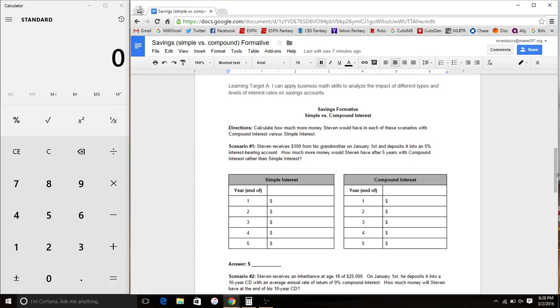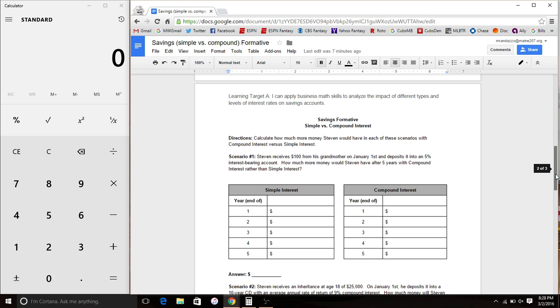Okay, so the formative assessment that you guys did this morning or yesterday, once again, you have to calculate simple and compound interest. The first one was simple interest. It says, Stephen receives $100 from his grandmother on January 1st and deposits it into a 5% interest-bearing account. How much more money would Stephen have after 5 years with compound interest rather than simple? So we got to do each of them. You could write here just to help you out. You start with $100, and it's going to be at 5% interest.